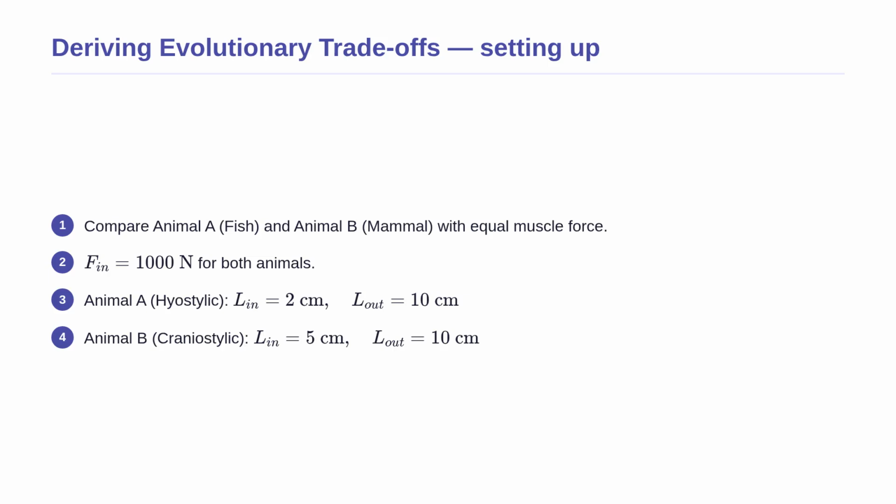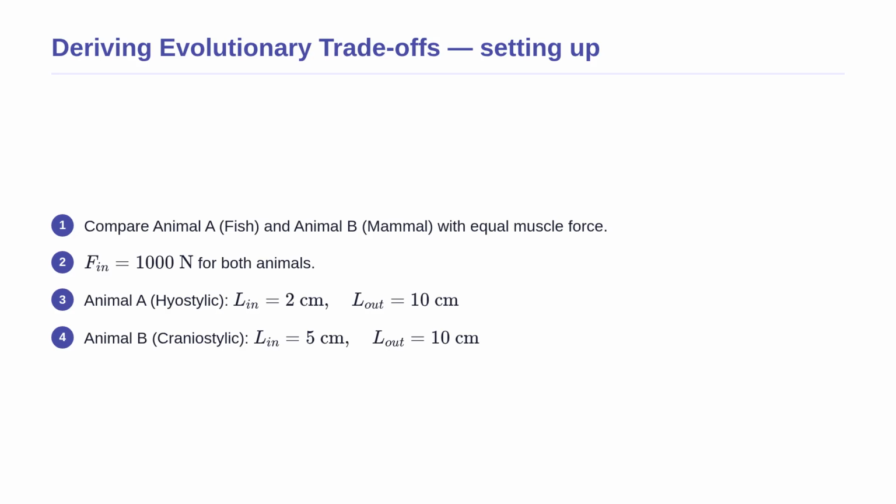So, we have seen how to calculate bite force for one animal. This brings us to a powerful application, mathematically proving how evolution shapes the jaw suspensorium for different diets. We will set up a comparative proof between two animals.